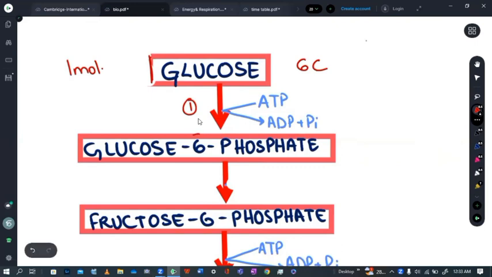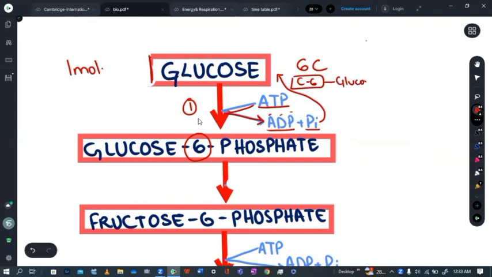6-phosphate. Now, how is this compound being formed? A molecule of ATP gets dissociated into its constituents, ADP, adenosine diphosphate, and an inorganic phosphate. This inorganic phosphate gets attached to the carbon number 6 of the glucose molecule.